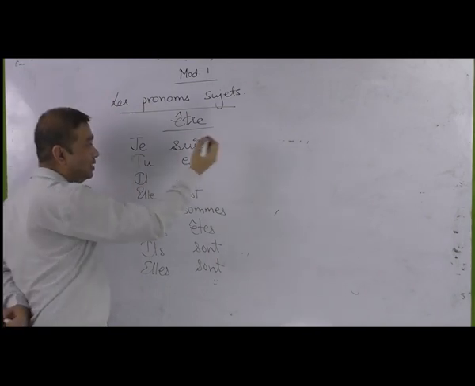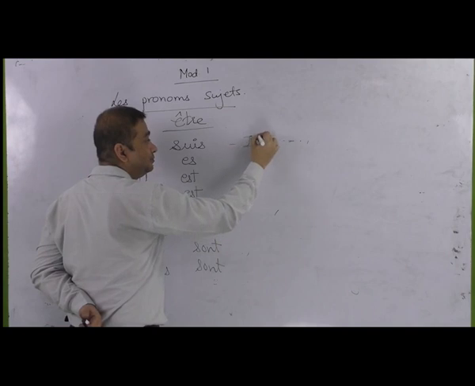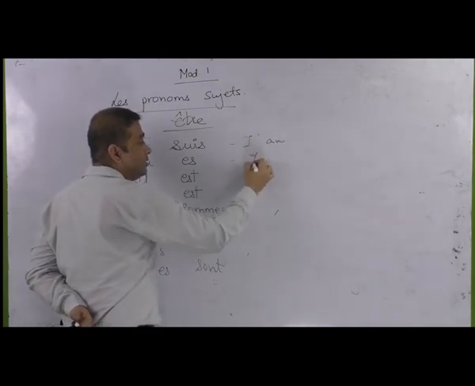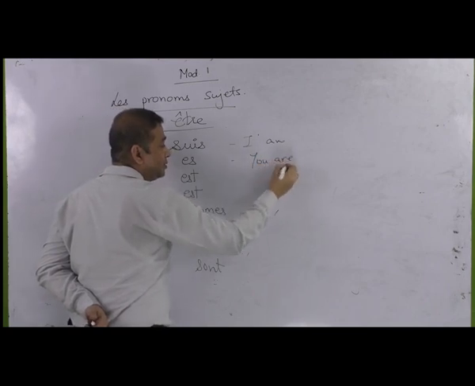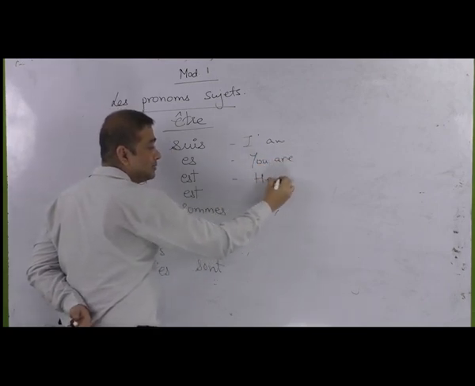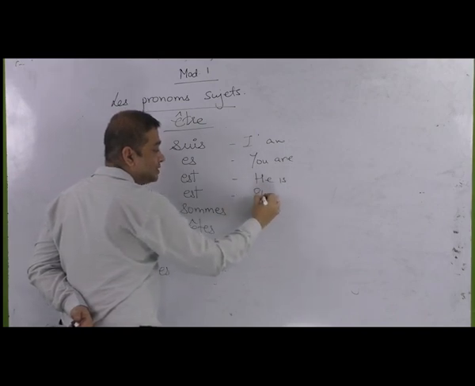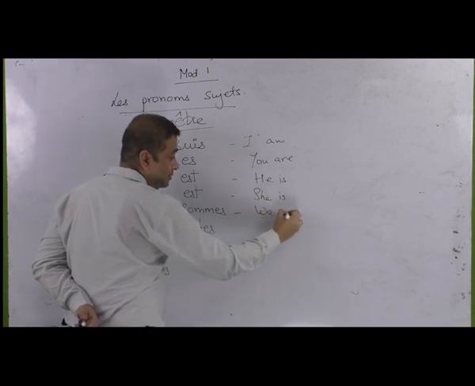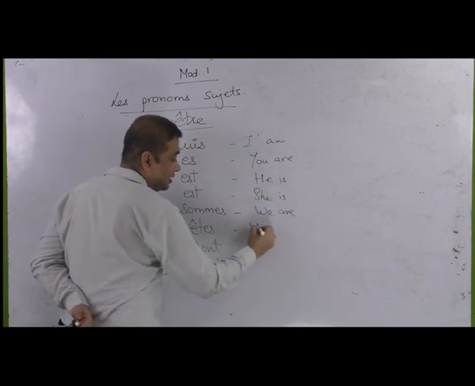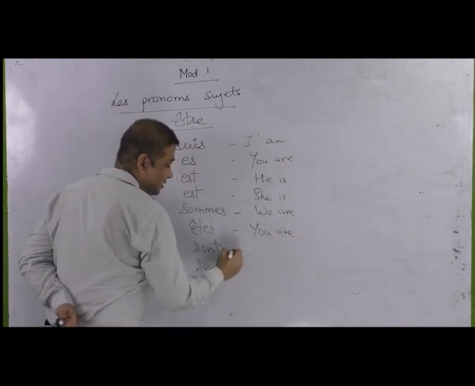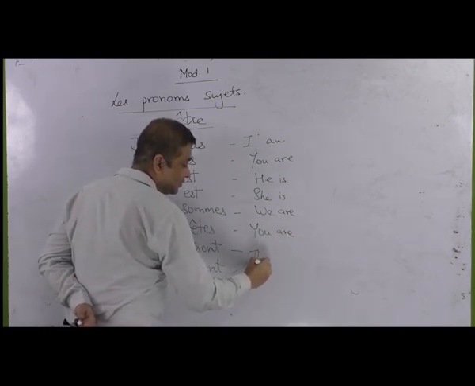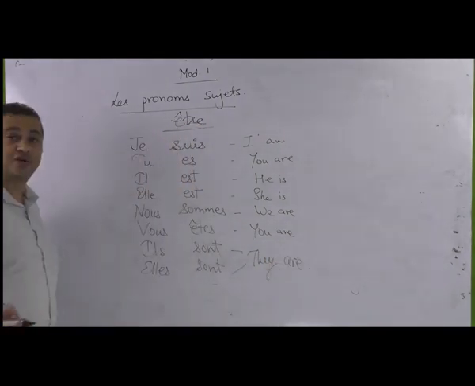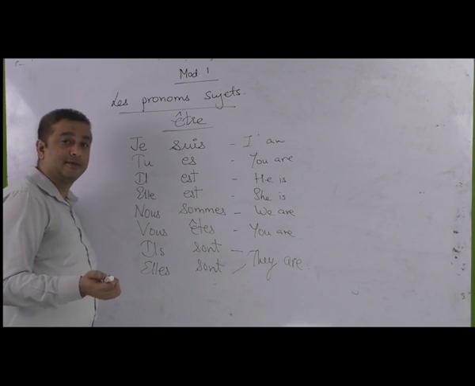You can see je suis is what I am. Tu es, you are. Il est, he is. Elle est, she is. On, nous sommes, we are. Vous êtes, you are. Ils sont, elles sont, both mean, of course, they are. Here my conjugation is complete of the verb être.